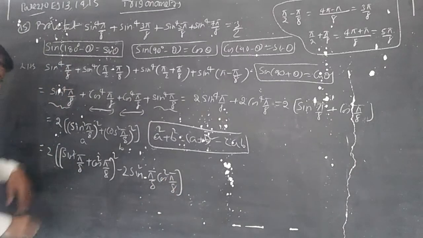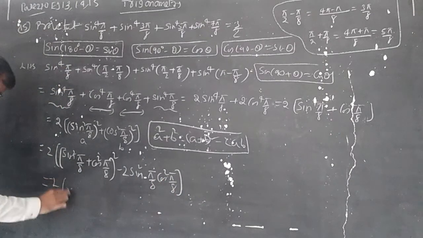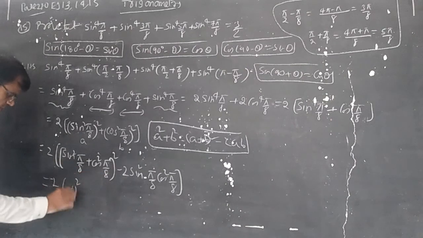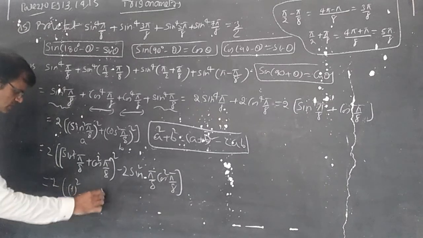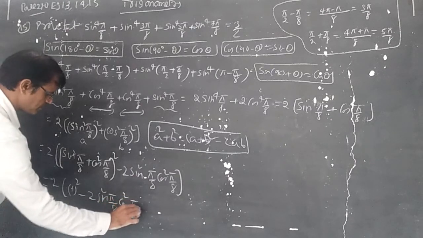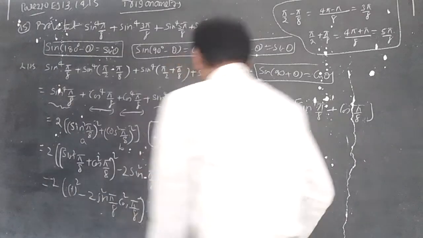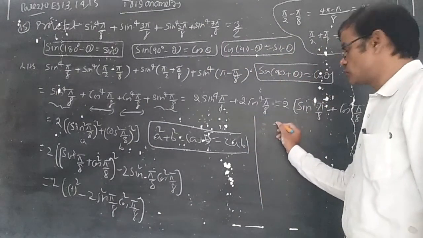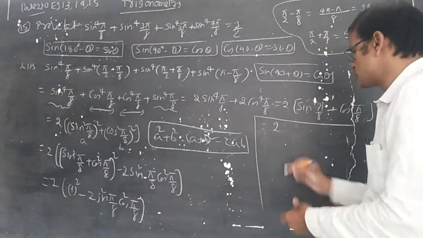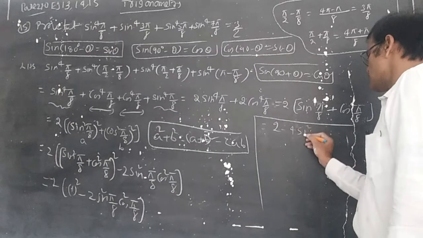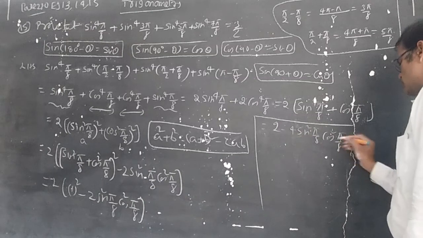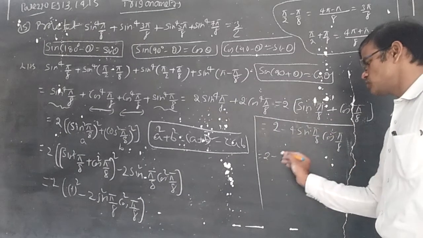That's all. Next step you can write as 2 into, of course everyone knows that sin square theta plus cos square theta is equal to 1. You can understand here 1 square minus, simply leave it, 2 sin square pi by 8 into cos square pi by 8. That is equal to 2 into 1 square, meaning 1, 2 into 1 becomes 2, minus 2 twos are 4 sin square pi by 8 into cos square pi by 8.